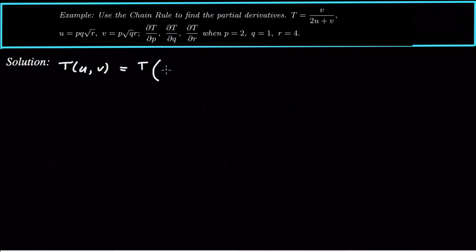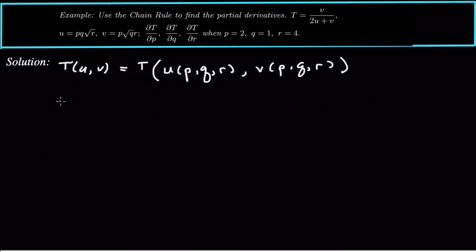So what we can do is we could say t is really a function of u, which is a function of p, q, and r. And also it's a function of v, which is really just a function of p, q, and r. So let's try to think about this a little bit more clearly. If we were to plug p, q, and r in for u, and p, q, and r in for v, then we would just get t as a function of p, q, and r. But let's keep in mind that it's a composition.